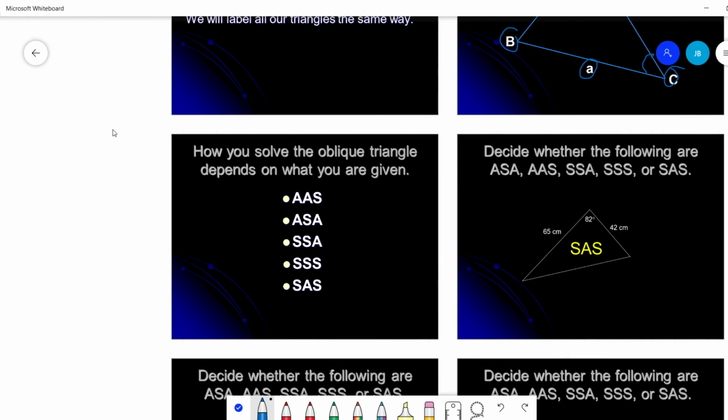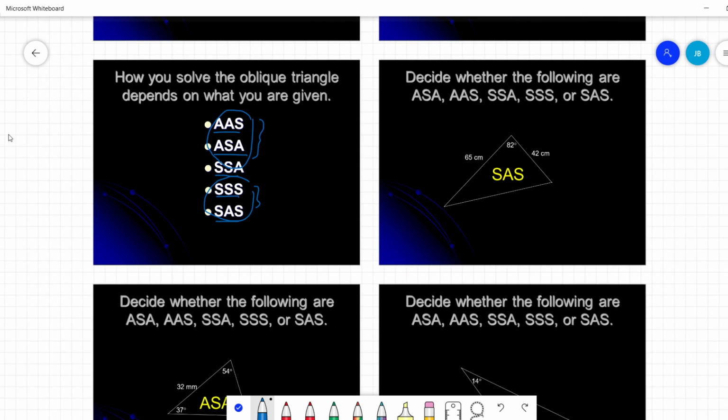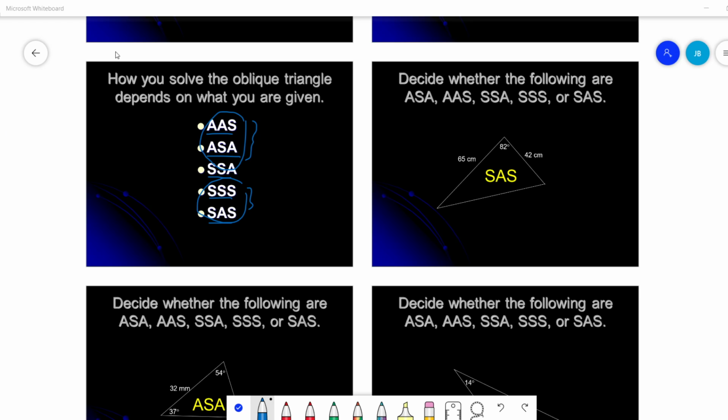Upon solving the oblique triangle, it depends upon the following givens. You have angle, angle, side; angle, side, angle; side, side, angle; and side, side, side; and SAS. For the three here, we are going to use a certain law, and for the two here, we also use a certain law. You cannot solve all of this without knowing what the angles and sides are. So first, we are going to decide whether the triangle is ASA, AAS, SSA, SSS, or SAS.